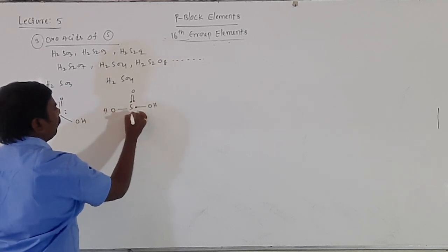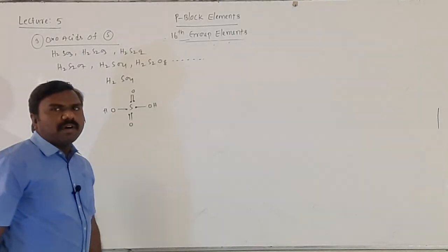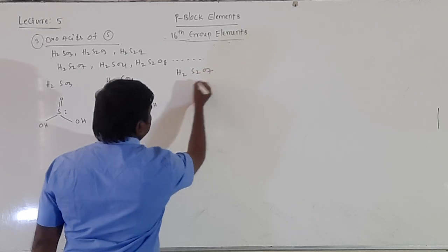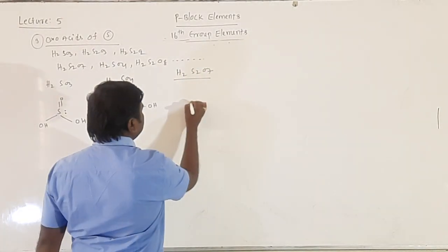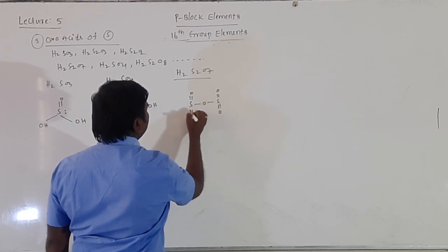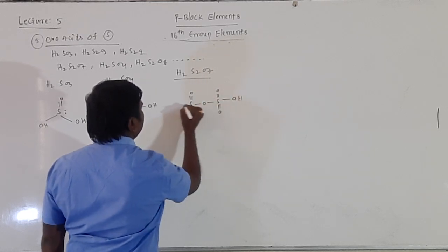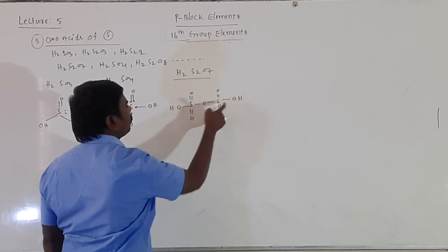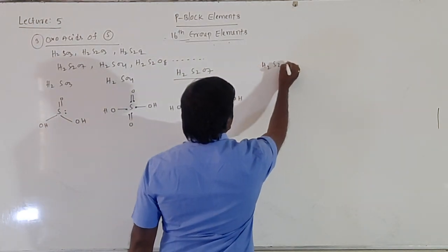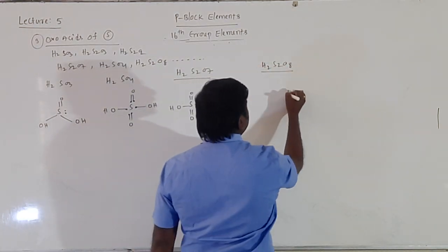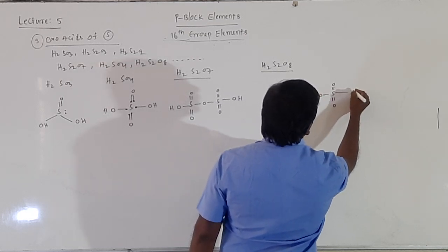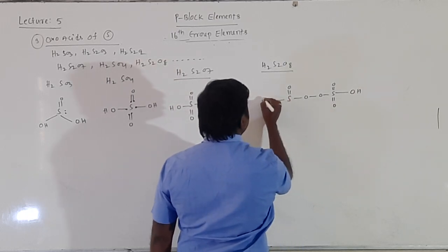Sulfur is a 16th group element, with 6 valence electrons. H2S2O7 it is: S double bond O, S double bond O, OH and OH. H2S2O7 it is. Next, H2S2O8 it is: S double bond O, double bond O, double bond O, OH, OH and double bond.